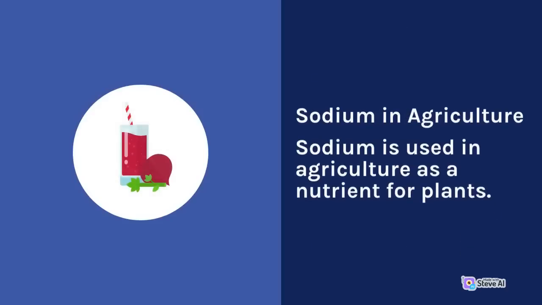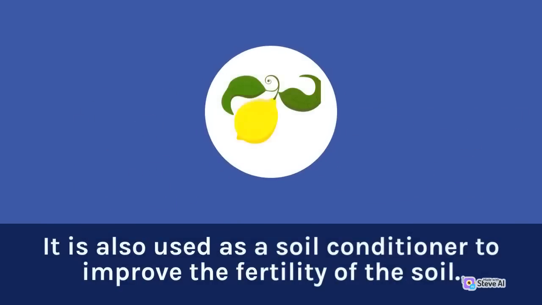6. Sodium in agriculture. Sodium is used in agriculture as a nutrient for plants. It is also used as a soil conditioner to improve the fertility of the soil.